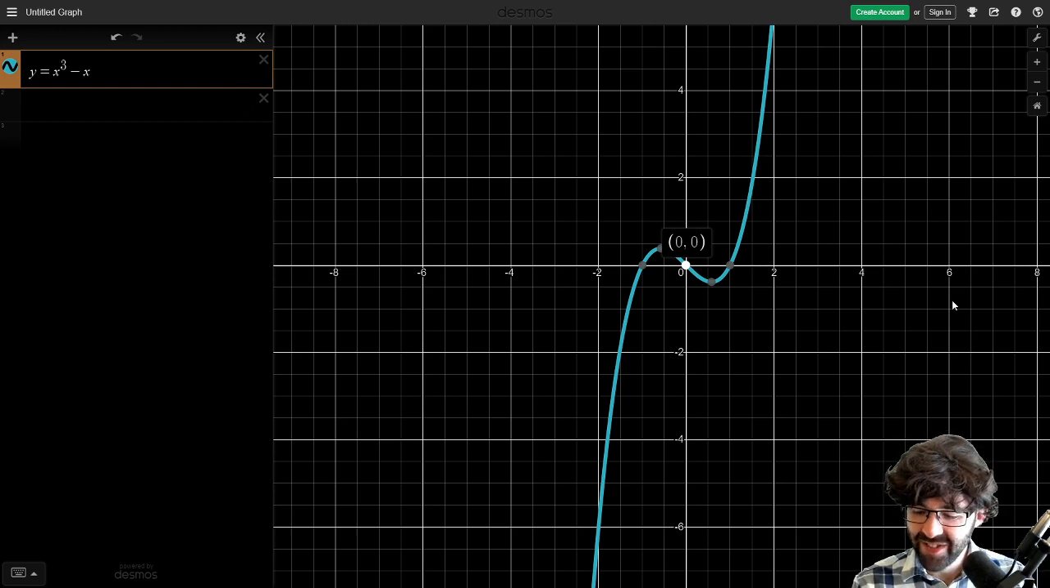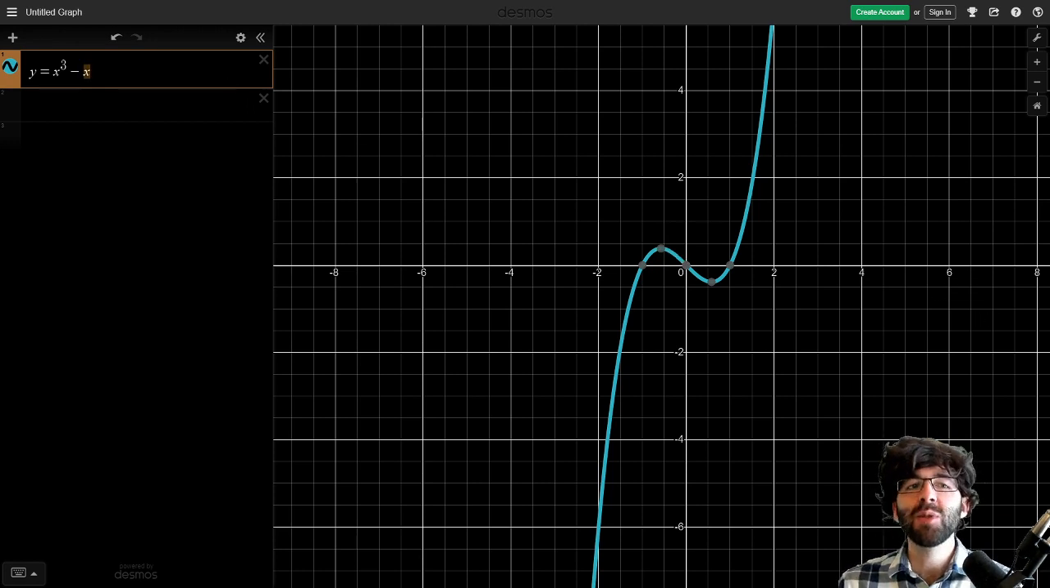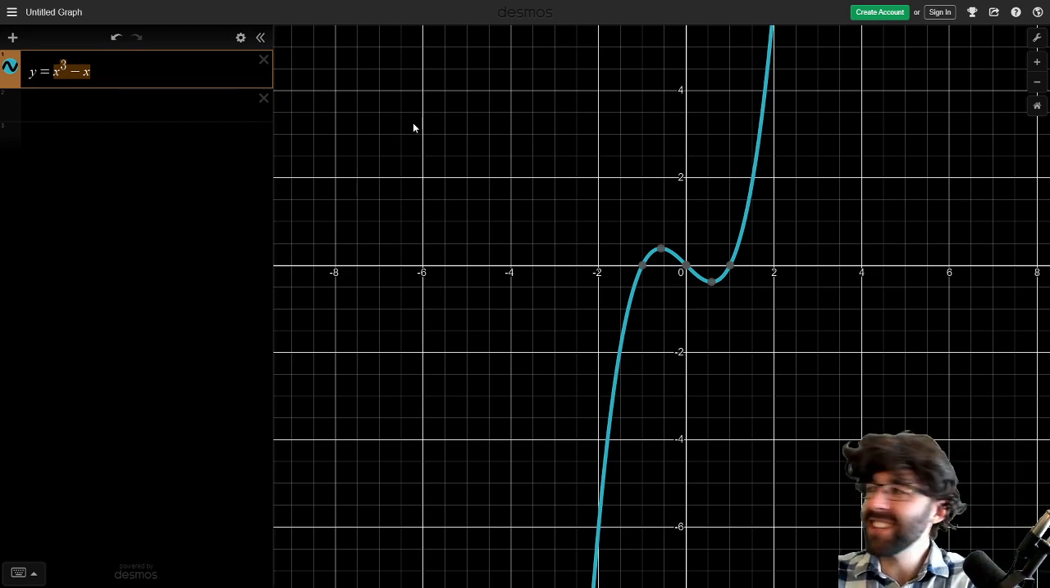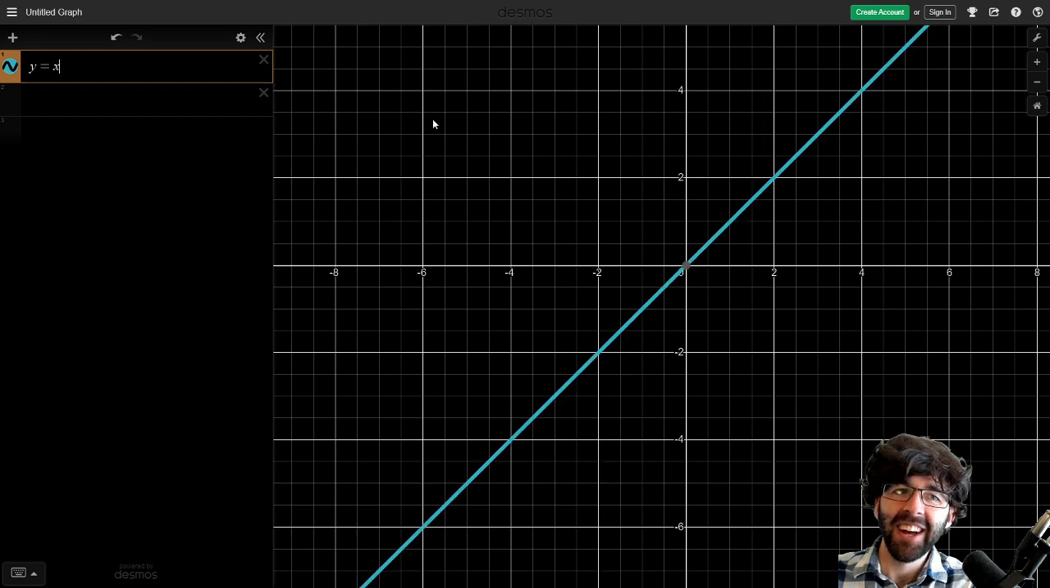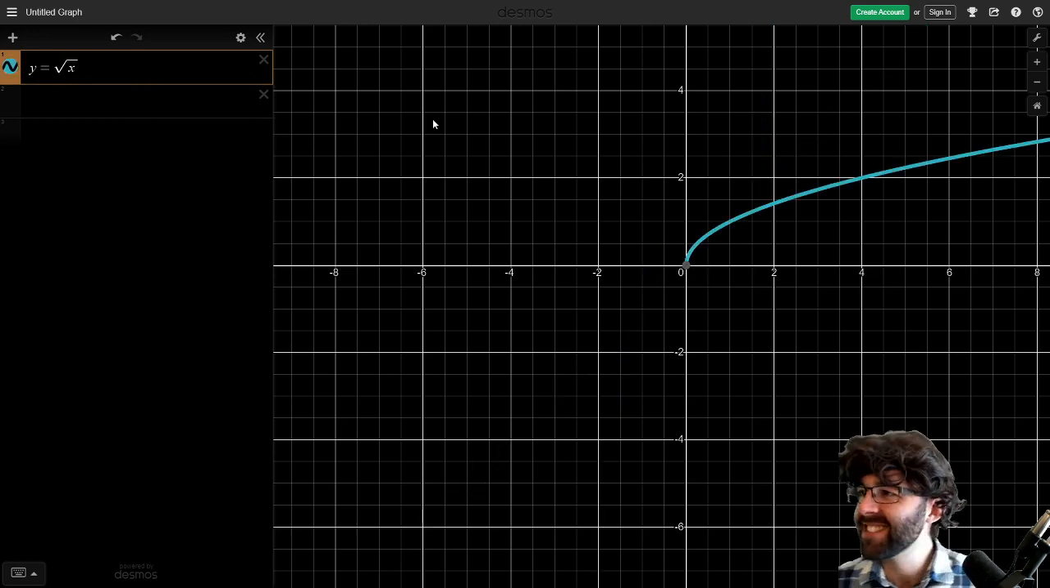Let's move on. We're going to start talking about vertical stretching and compressing. All right? So let's look at a square root function. Y equals the square root of x.